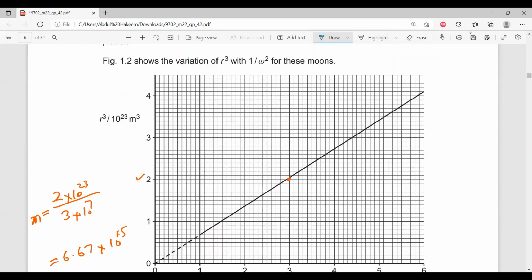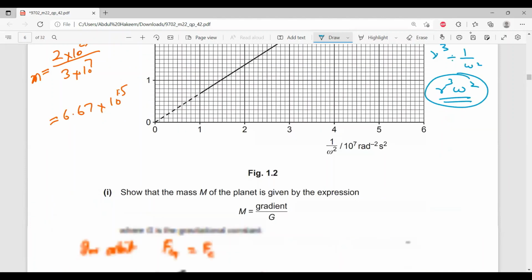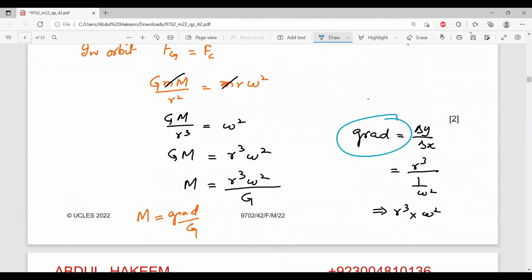The gradient of this is equal to r cubed divided by 1 over omega squared. I mean, it is r cubed omega squared. This is the gradient. So we can write M is equal to r cubed omega squared divided by G. This is the gradient. Hence the gradient divided by capital G is the mass of the planet.